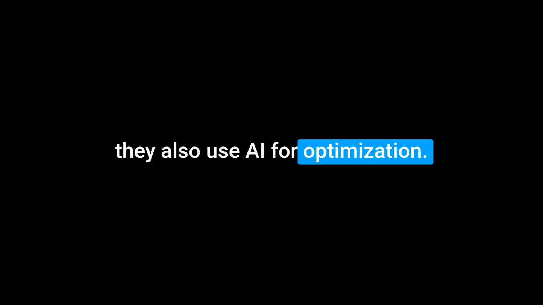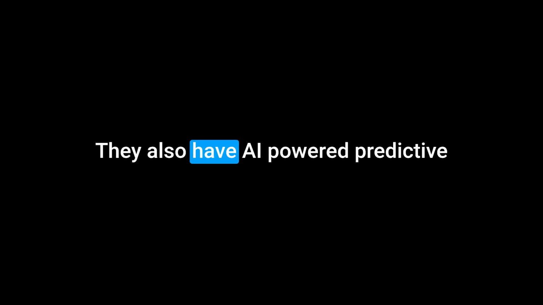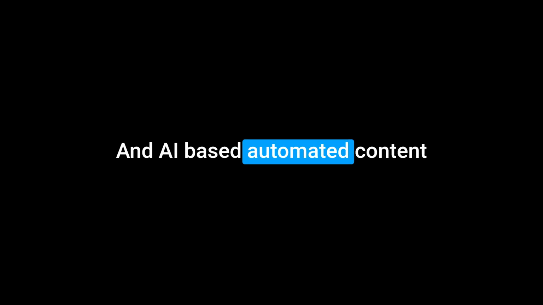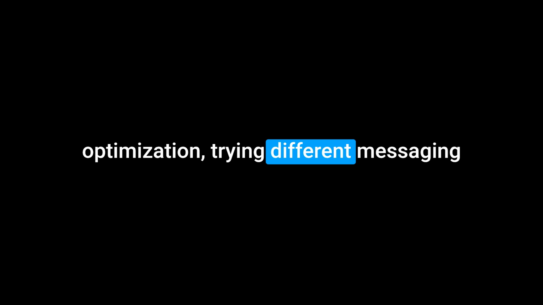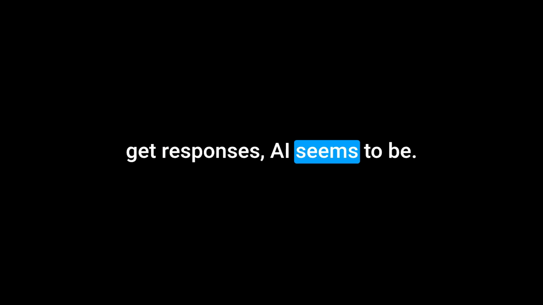It really is. And beyond content creation, they also use AI for optimization. Things like AI product recommendations in emails based on purchase history or browsing behavior. Similar to Klaviyo there. Similar concept, yeah. They also have AI-powered predictive sending, optimizing email send times for individual subscribers based on when they're most likely to engage. And AI-based automated content optimization, trying different messaging variations. Plus, AI-powered lead scoring. Okay, so the overall theme for GetResponse's AI seems to be empowerment, making advanced things easier.